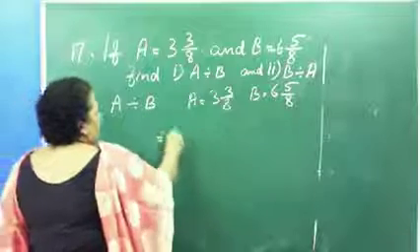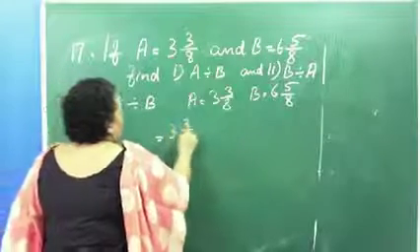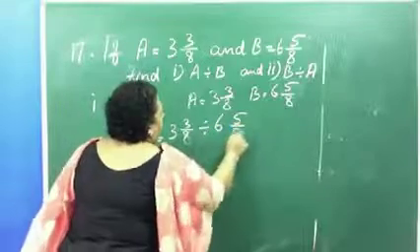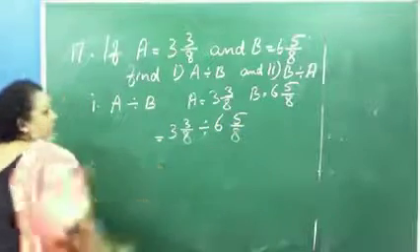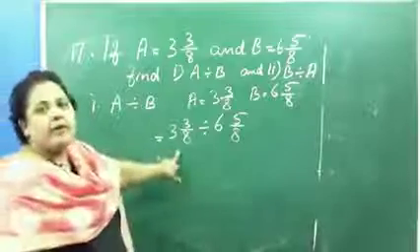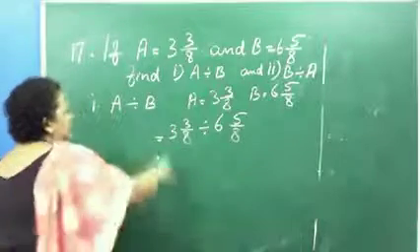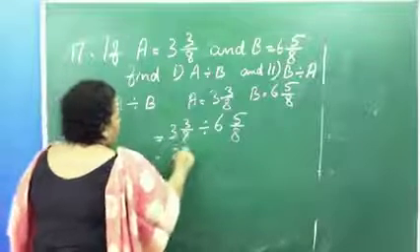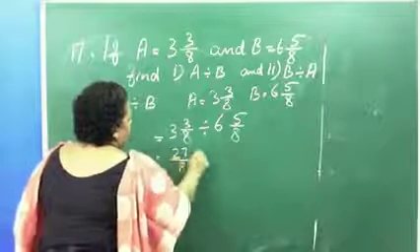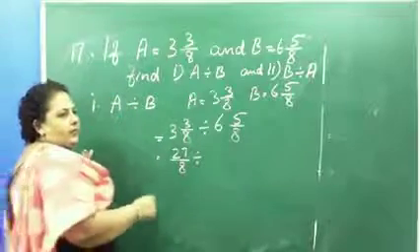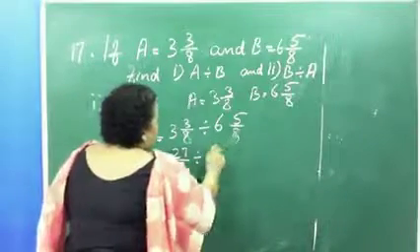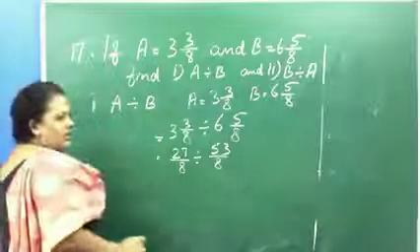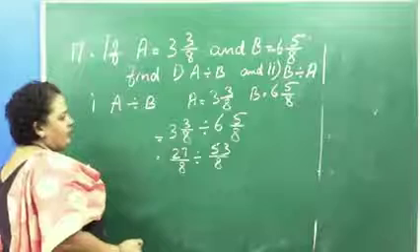A divided by B is equal to 3 by 8 divided by 6 5 by 8. First we have to change this into an improper fraction. So 3 8s are 24, plus 3 is 27 by 8, divided by, here it will become 53 by 8. Now what to do?